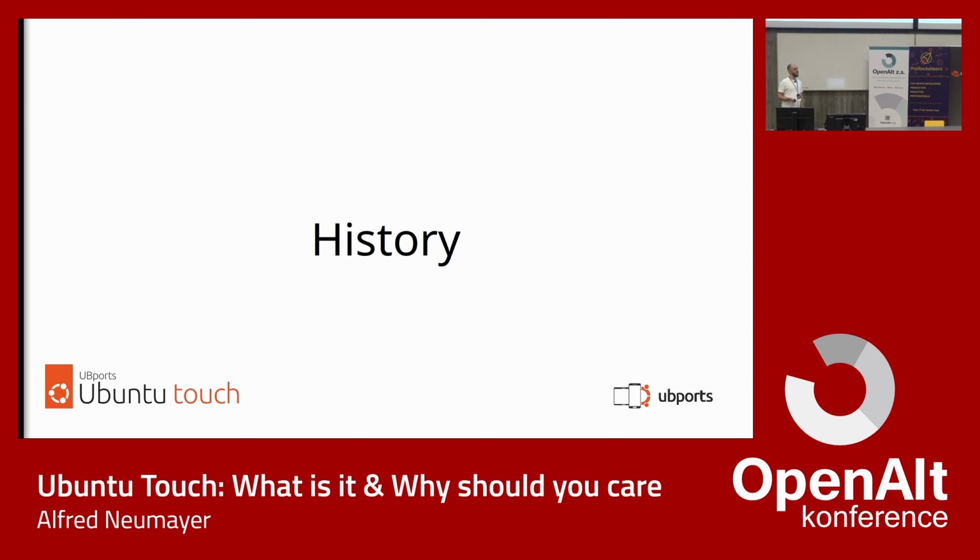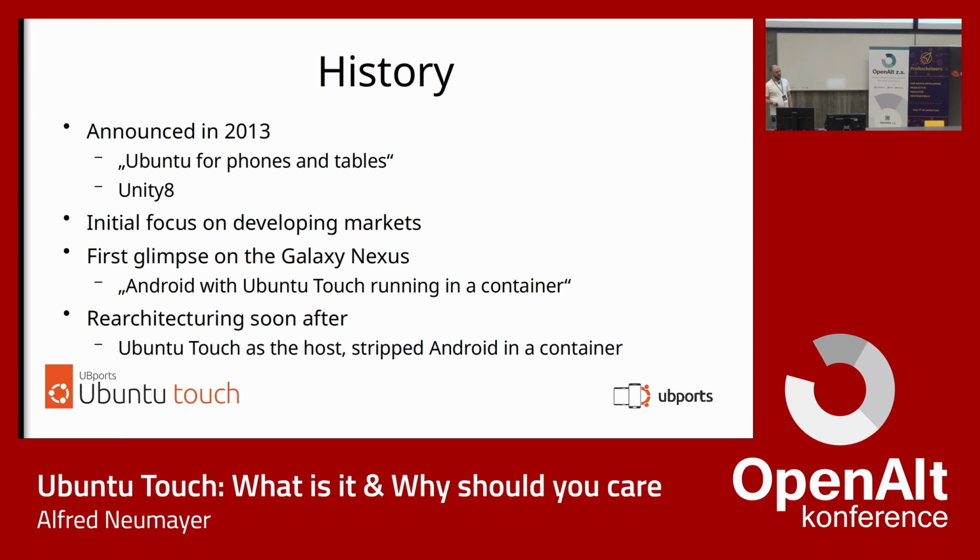So let's go through the history of the project. It was announced in 2013 by Mark Shuttleworth in his infamous video where they did the Ubuntu phone industry proposition. It was called Ubuntu for phones and tablets back then, and the shell was Unity 8. The desktop shell that you can see is Unity 8.